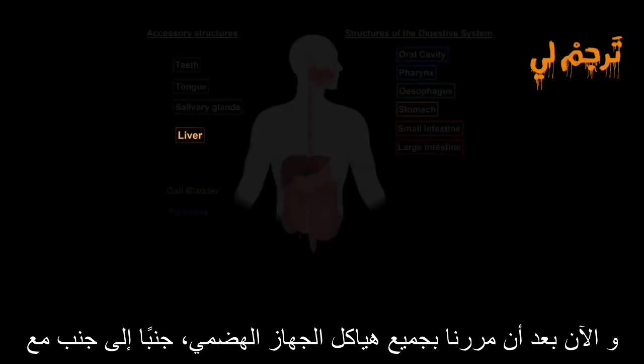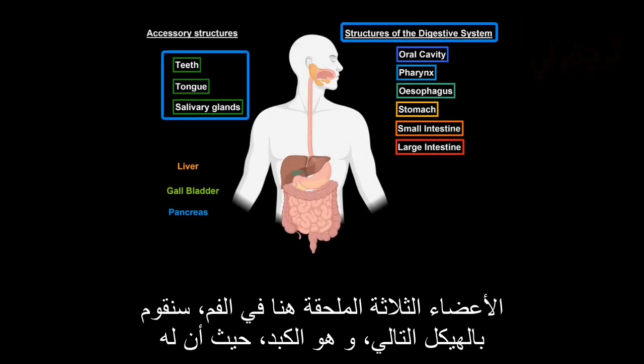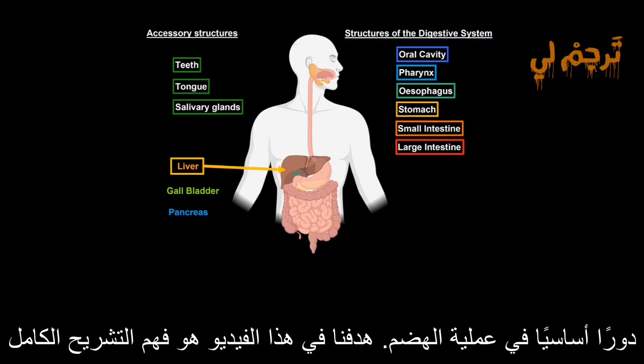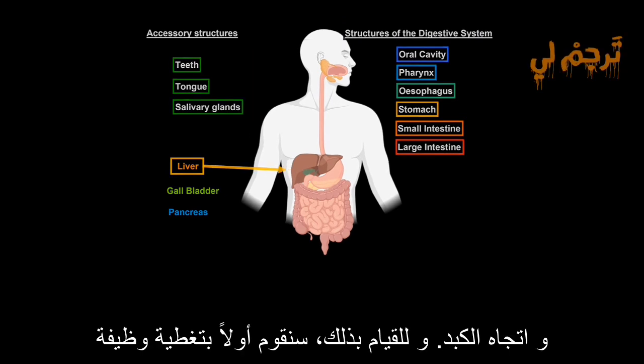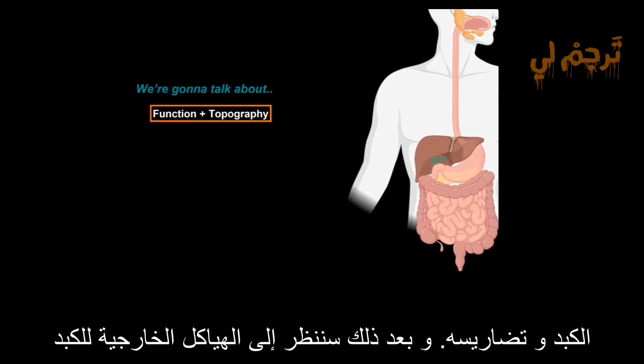So now that we've gone through all the digestive system structures along with the 3 accessory organs up here in the mouth, we will do the next structure, which is the liver, since it has an essential role in digestion. Our aim in this video is to understand the complete anatomy and the orientation of the liver. And to do that, we're first going to cover the functions and the topography of the liver.